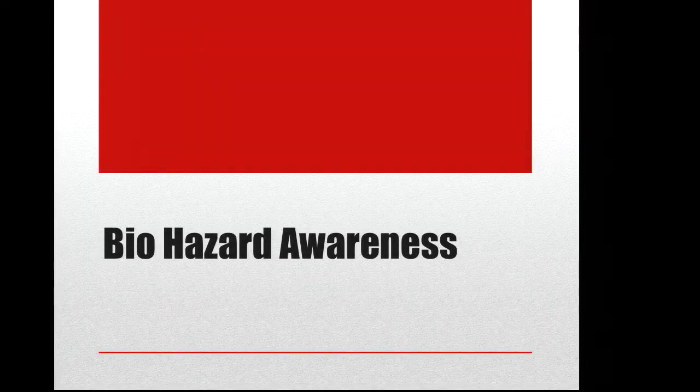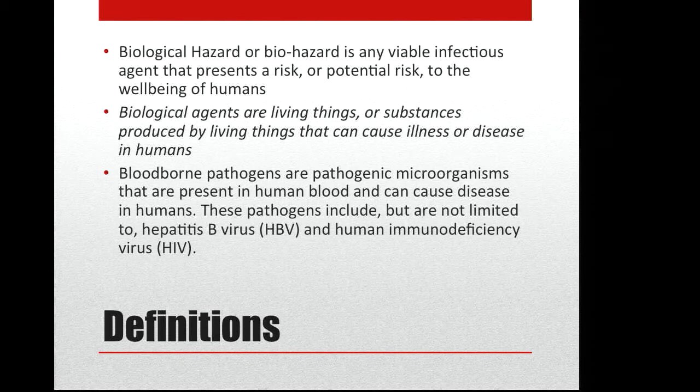This morning we're going to talk about biohazard awareness. I'm going to start with a couple definitions. A biohazard is any viable infectious agent that presents a risk or potential risk to the well-being of people, including us. Biological agents are living things or substances produced by living things that can cause illness or disease in humans. Bloodborne pathogens are pathogenic microorganisms that are present in human blood and can cause disease in humans. These include hepatitis B, HIV, many other things that we're going to talk about.